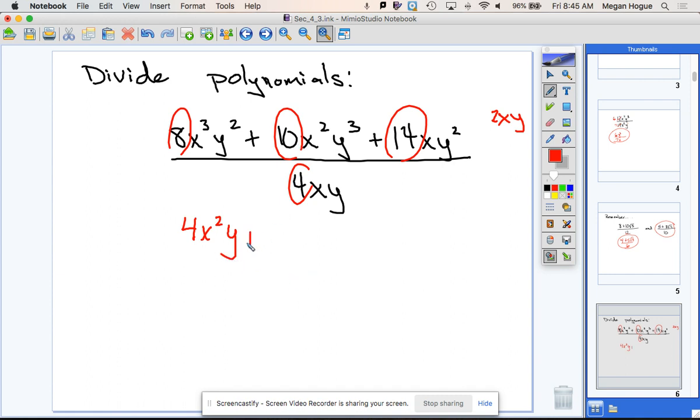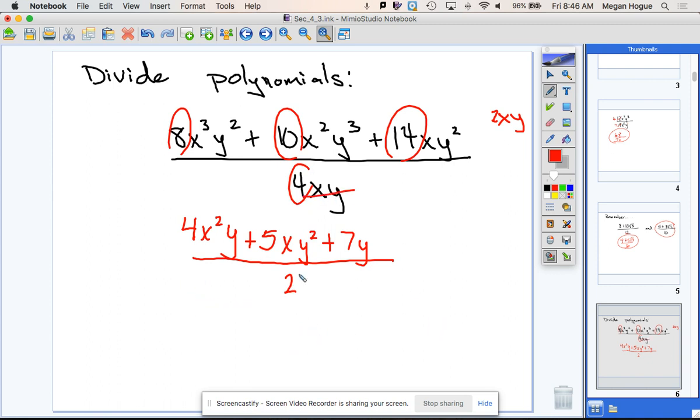I'm going to divide this by 2, 5. Subtract an x, x. Subtract a y, y squared. I'm going to divide this by 2, 7. What happens when I subtract an x? It goes away, it's gone. Subtract a y, it's just y. On the bottom, when I divide by 2, I'm still left with 2. The x and the y are gone.